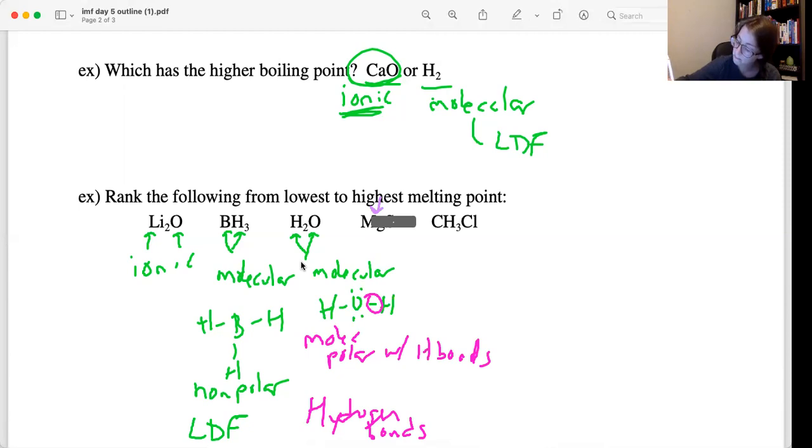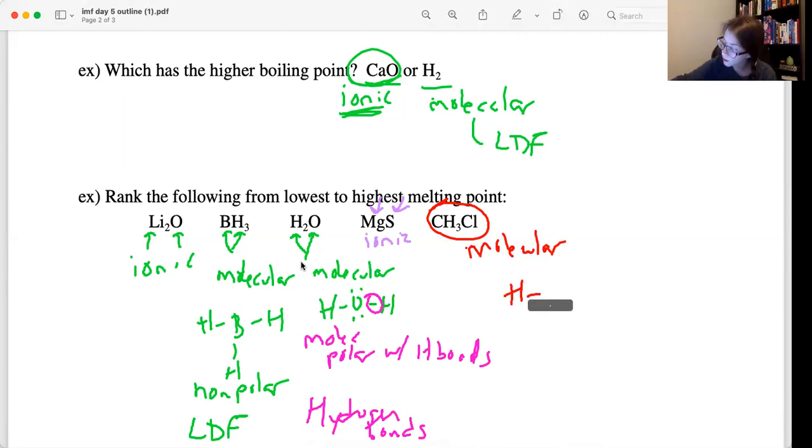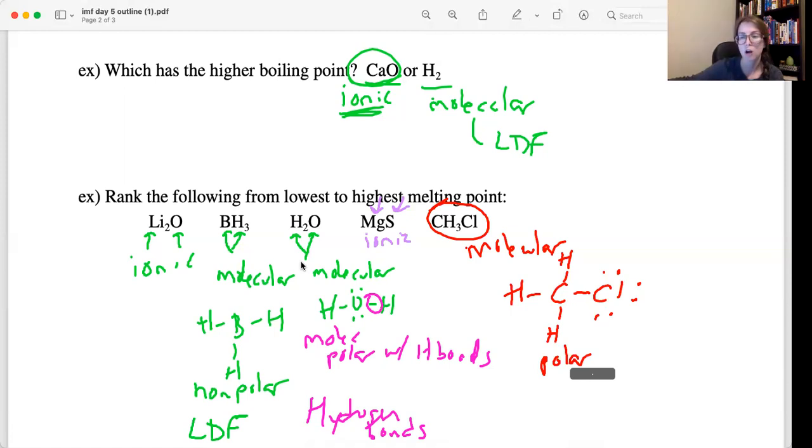Switching colors again, sorry, I should have done that more. Magnesium is a metal, sulfur is a nonmetal, so we're dealing with something ionic. And then carbon, hydrogen, and chlorine are all nonmetals, so it's molecular. Since it's molecular, I have to draw it out. Again, I'm being quick with my Lewis structures, but you want to make sure you can draw it out accurately. That is polar because not all of the atoms attached to the carbon are the same element, and therefore we have dipole-dipole forces.